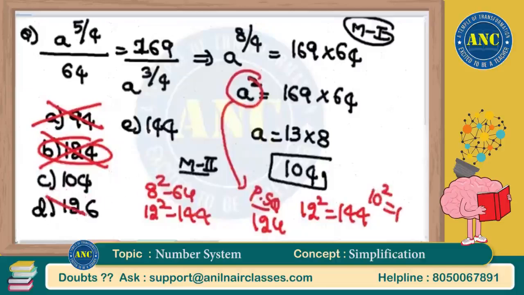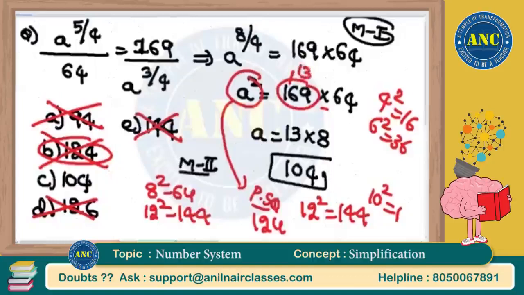Next one, any perfect square ending with 6, the tens place should be an odd number. 4 square is 16, 6 square is 36. So these are eliminated in case the numbers are high. 144 cannot be the answer. Why? Because 169 contains 13. The answer should be divisible by 13. Answer is 104. I hope it is clear. Just by using the logic of perfect squares, you can eliminate a few options.